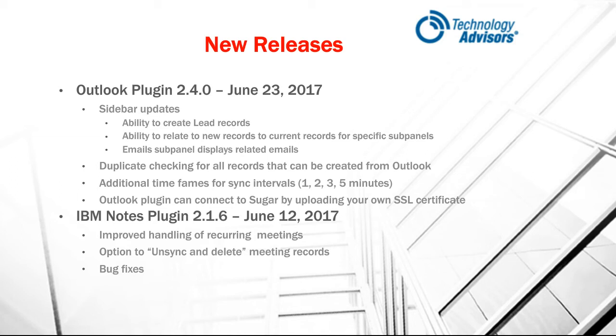So if you have an email from someone and it needs to be turned into an opportunity, you can click that in the sidebar as well as at the top of your screen in Outlook. And they also added the email subpanel into the sidebar so that you can see the email that you archived into Sugar as part of that contact history alongside the rest of their information. Other updates include duplicate checking for all records instead of just some records that are created from Outlook, additional time frame options for syncing intervals if you're doing the sync of calendar contacts and or tasks, and the ability to upload an SSL certificate to put in the credentials to connect your Sugar.